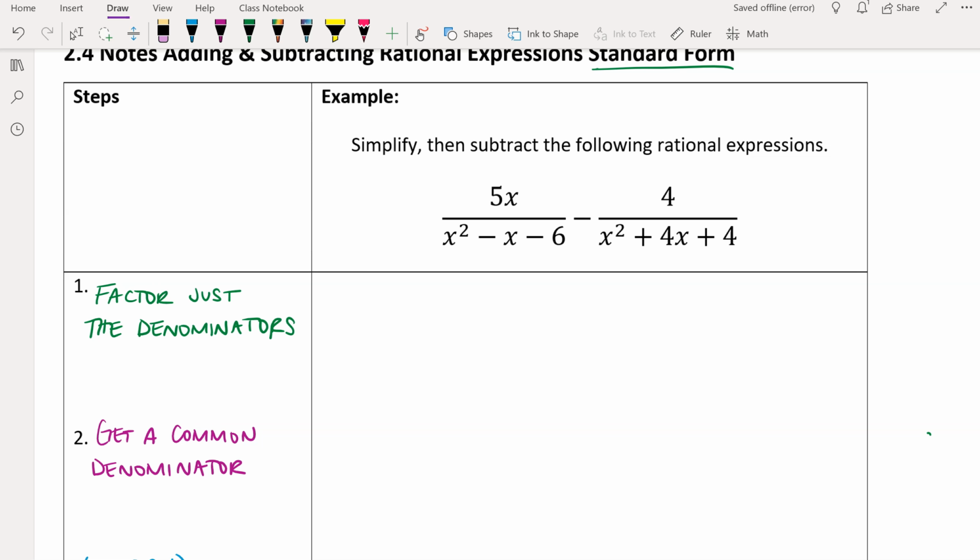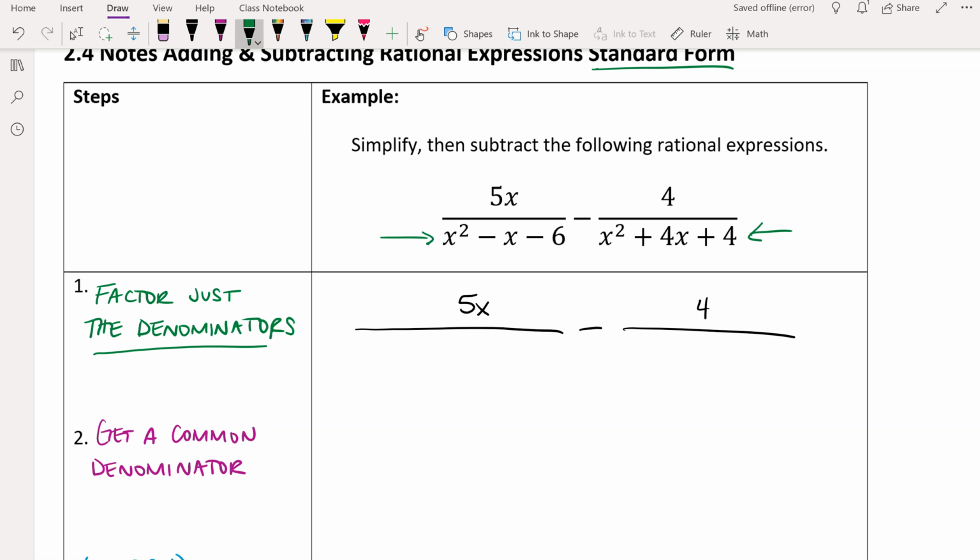Okay, so first step, factor just the denominators. Yesterday, our denominators were fully factored, right? Now we need to factor these denominators, both of them, and we are going to practice factoring these without using the box. So we're going to leave the numerators the same. We have 5x in the numerator, and then we're going to have a new denominator. Copy the subtraction sign in the middle, minus, and then we have 4 in the numerator. And we will now factor our denominators.